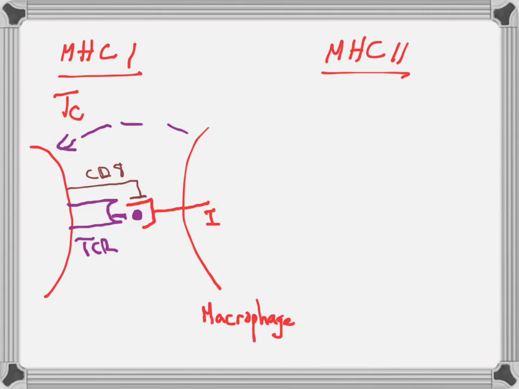So it's more that those cytokines are going to take this T cell from a kind of resting state to now an active state. So the main terms to associate with MHC1: CD8, T cytotoxic, T cell receptor, internal pathogens. Okay.